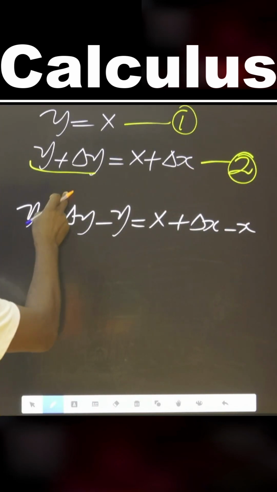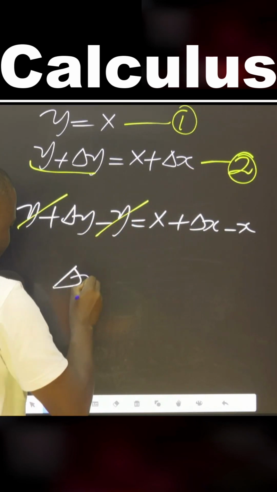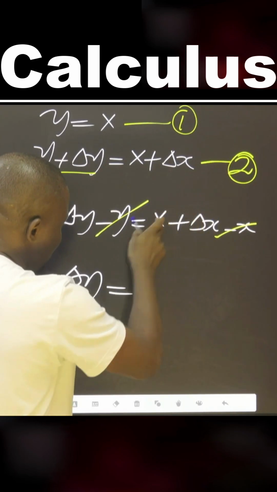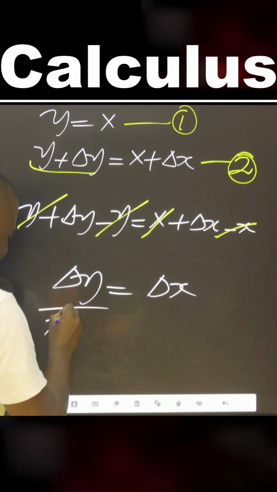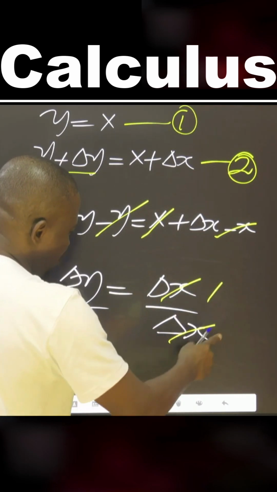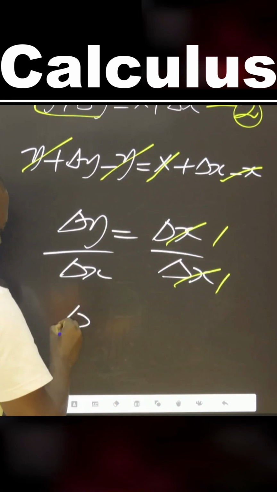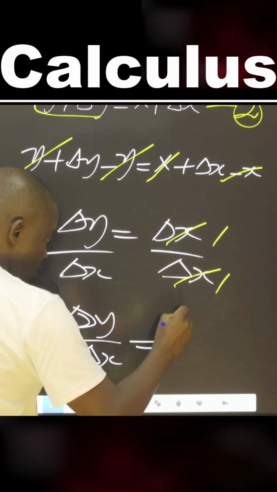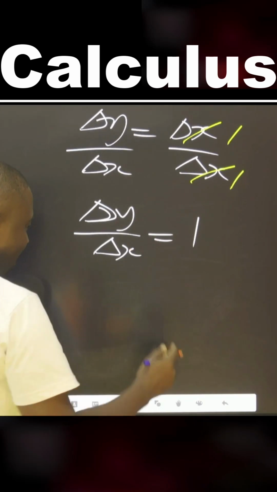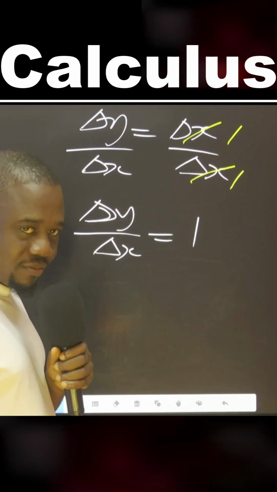So with this now, this and this will strike out. We have this as equal to this, and this will strike out. We have this. We divide both sides by delta x. Therefore, our answer here is equal to 1. Now, this is not differentiation.